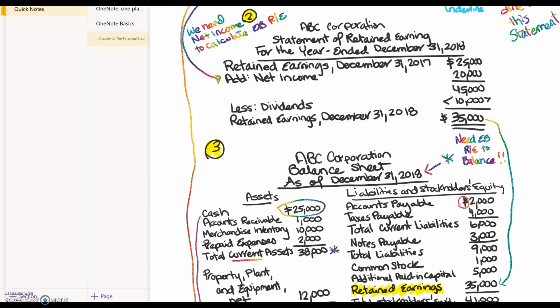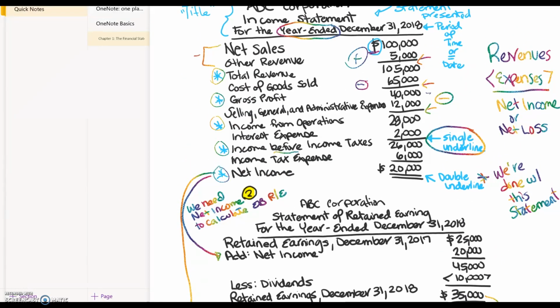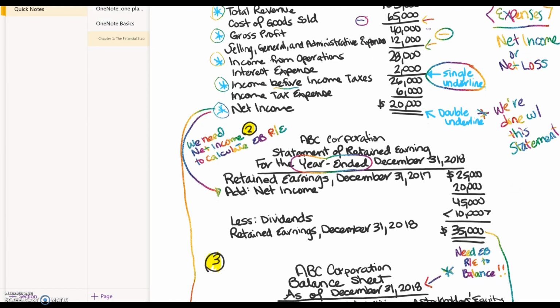Notice here, same corporation name as the income statement. Statement of retained earnings. So now we're moving on from the income statement, statement of retained earnings. And right here, we have the same for the year ended December 31st, 2018. So exactly the same as the income statement. It's for a year's period of time.